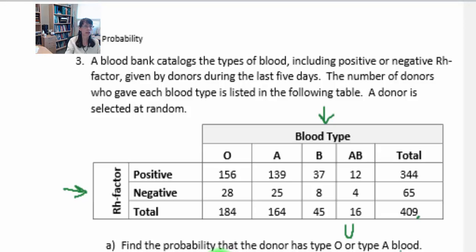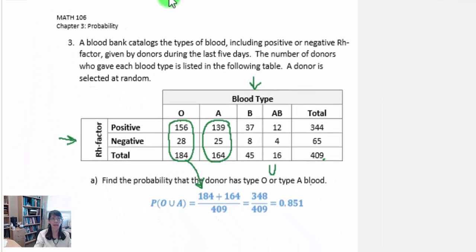So to calculate this, we're going to find blood type O, and that involves these values. And we have a total. 156 added to 28 makes the total of 184. The next blood type is A. So the event A would involve 139 plus 25 makes 164 total. So I'm taking the total of 184 blood type O, adding that to the total 164 have blood type A. That makes 348 out of a total of 409 possible.